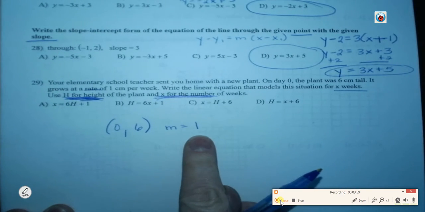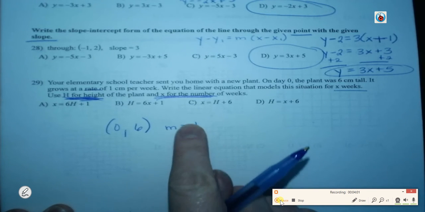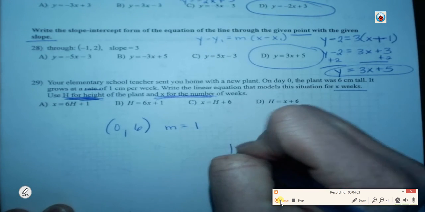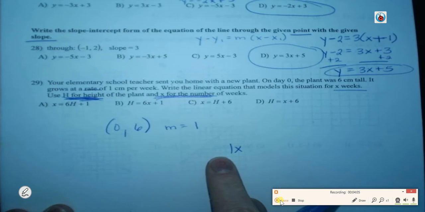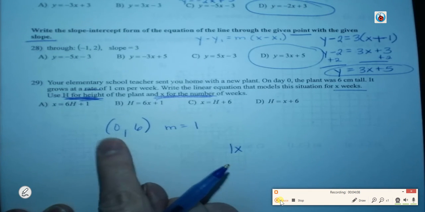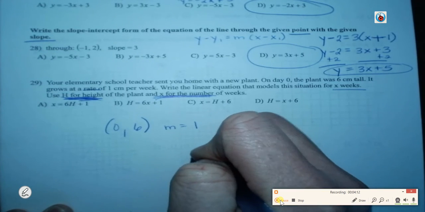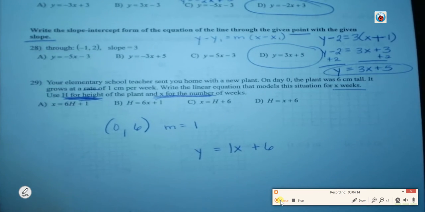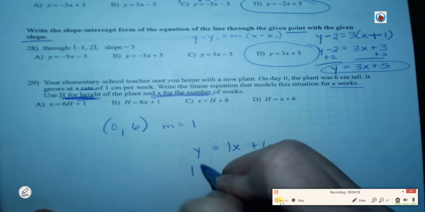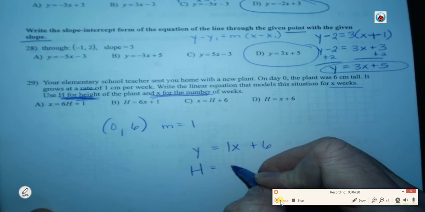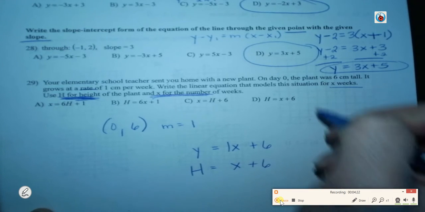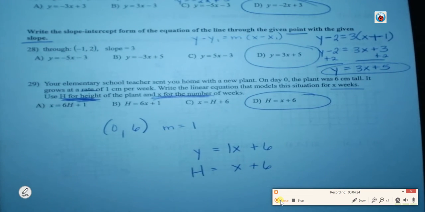So it's growing at a rate of 1 centimeter per week, and x is weeks. So you're going to have a 1x. The y-intercept, as we clearly see, is the point 0,6. So I have a 1x plus 6. And normally I would put y equals, but since we want h to represent the total height, and y is usually your total, we're going to say h equals 1x, or just x plus 6. That would be D.